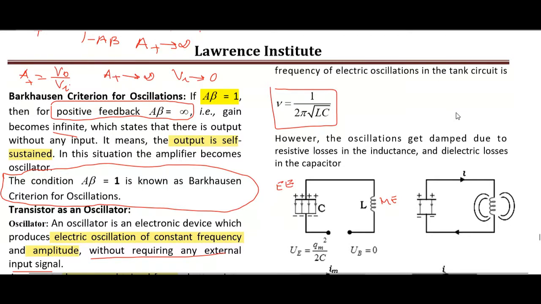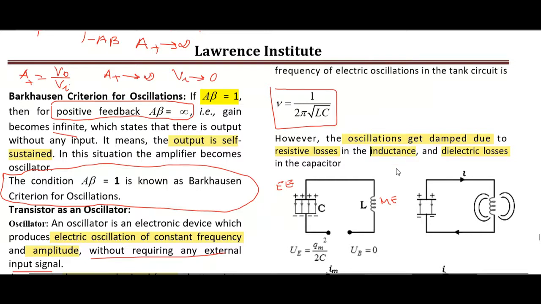But why do we need amplifier? If we can just get oscillations out of an LC circuit, then why do we need amplifier? We need amplifier because the oscillations are damped due to resistive loss. Now current flows through the wire. These are the wire. When current flows through the wire, then following the Joule's heating formula, some part of the current is lost in the form of heat. And there may also be dielectric losses as well. And even inductance is having some resistance.